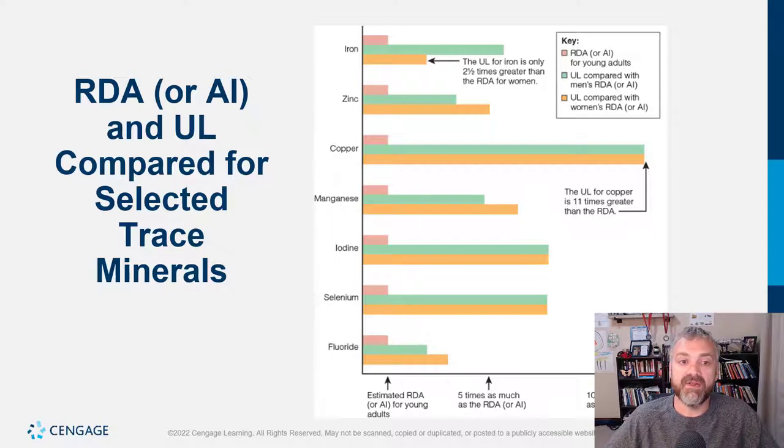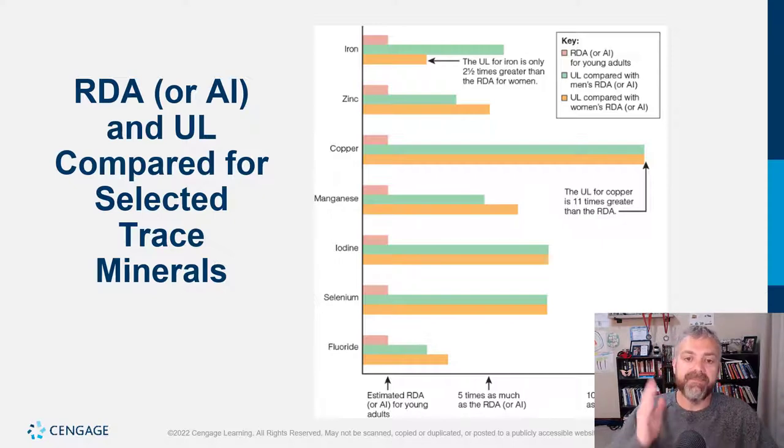So comparing the RDA or the AI and the tolerable upper intake level, the UL, for selected trace minerals. You'll see that the first bar, the top bar, is the RDA for young adults. The green bar is the UL compared with the men's RDA. And the orangish-yellowish bar is the UL compared to women's RDA.